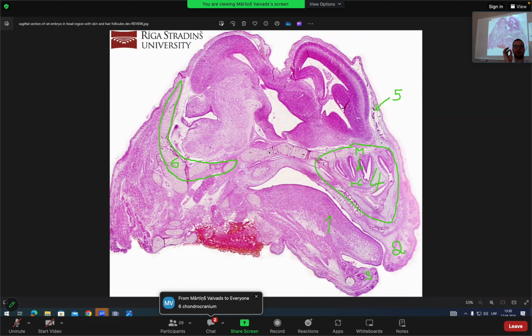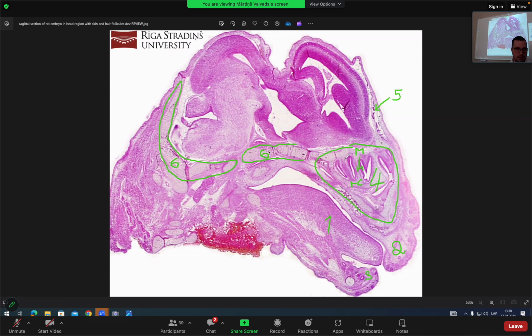Basically, it means base of the skull. Base of the skull is made from hyaline cartilage during embryonic development. That's why we call this chondrocranium. Typically, at the lower parts of the skull, you might see hyaline cartilage. Even this fragment is also still part of chondrocranium. Chondrocranium is the base of the skull. It has hyaline cartilage, which will later be replaced by bone tissue. And so endochondral ossification will happen there. So chondrocranium, number 6.